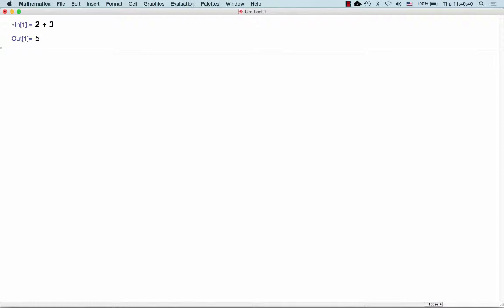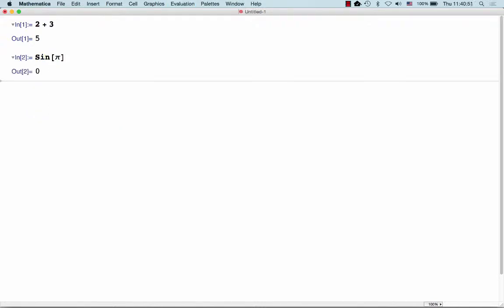Okay, that's cool. And by default, everything works in radians. So if you want to know the sine of pi, it'll let you know that that's 0 and that the cosine of pi is -1, for instance.